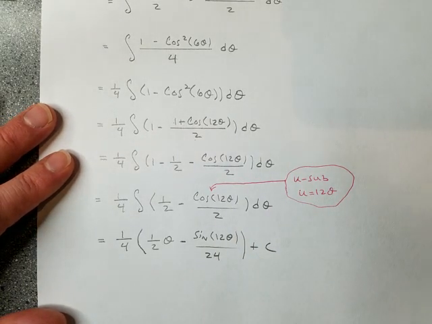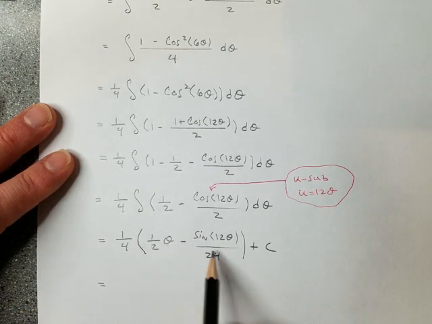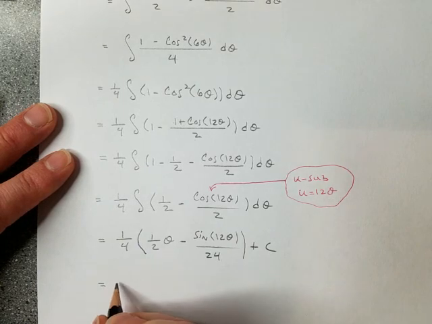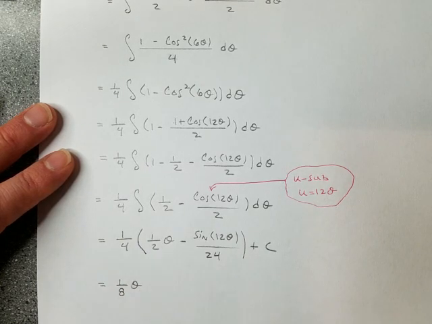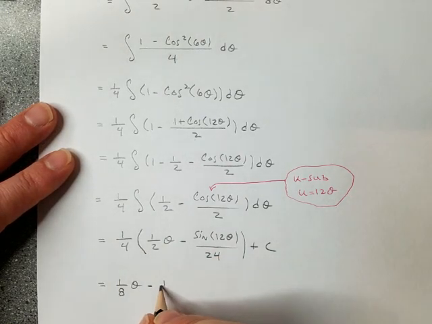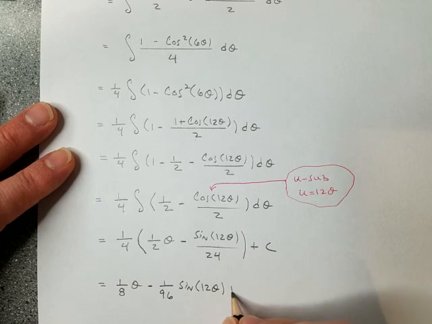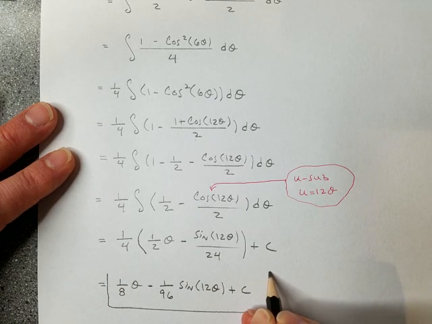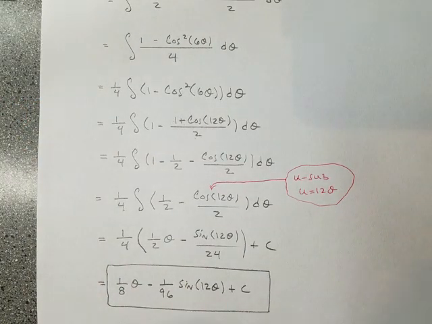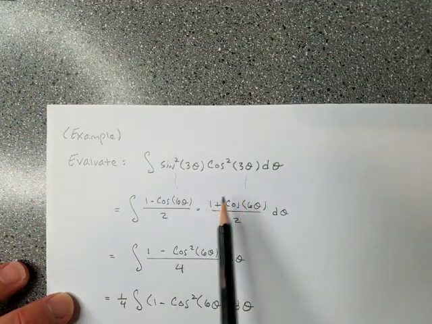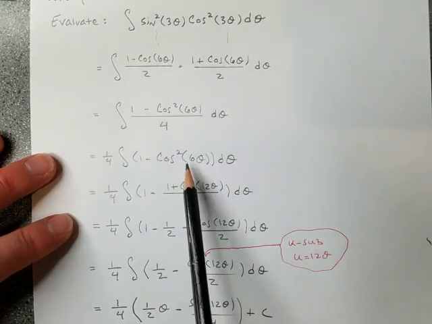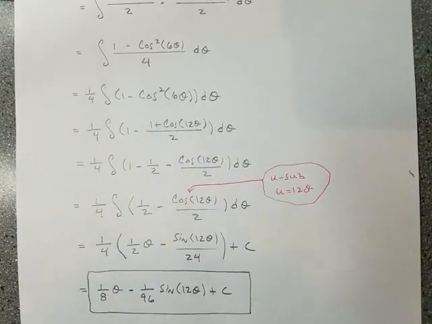All right, so my final answer, let's do this. Might as well multiply the 1/4 in there that's been sitting here the whole time. We'll get 1/8 theta, minus, so I've got that 24 and a 4, so we'll say 1/96 sine 12 theta and plus c. All right. So that's how we handle even powers of sine and or cosine. And in one problem, we may have to use those identities for even powers 1 time, 2 times, 3 times, right? But that's what we do when we see an even power of sine and or cosine.